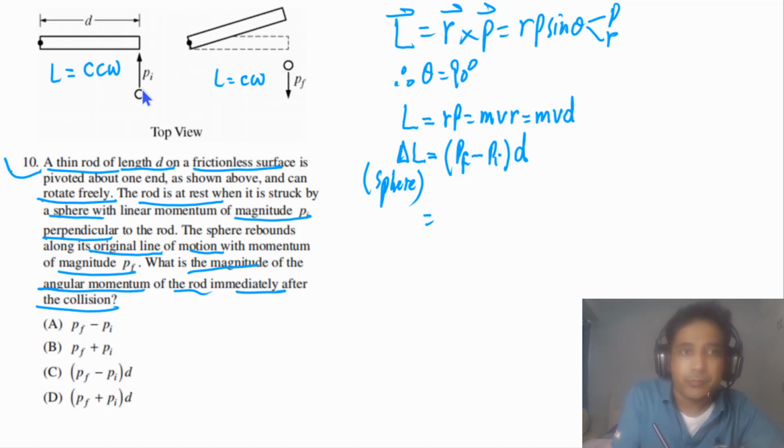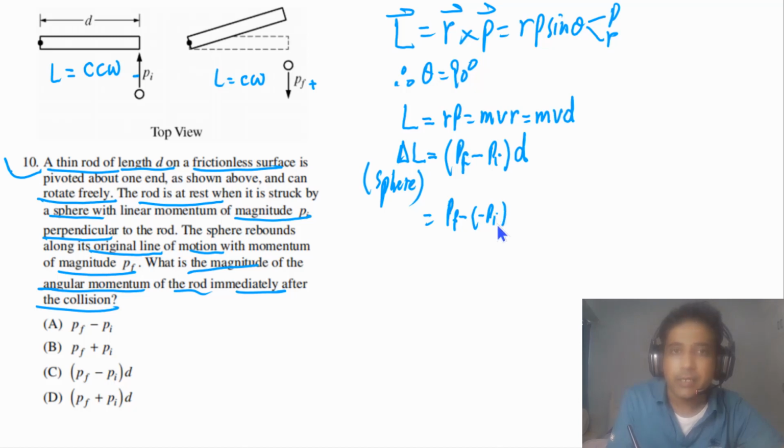So in this case we will take clockwise positive, or we will take linear momentum downward as positive, and this one we will take negative. So this one will be negative and this one will be positive. So now we can write down here, so this is pf minus into minus pi, so minus pi, and this is multiplied by d. So simply the change in magnitude of angular momentum is equal to pf plus pi times d. So this is the change in angular momentum of sphere.